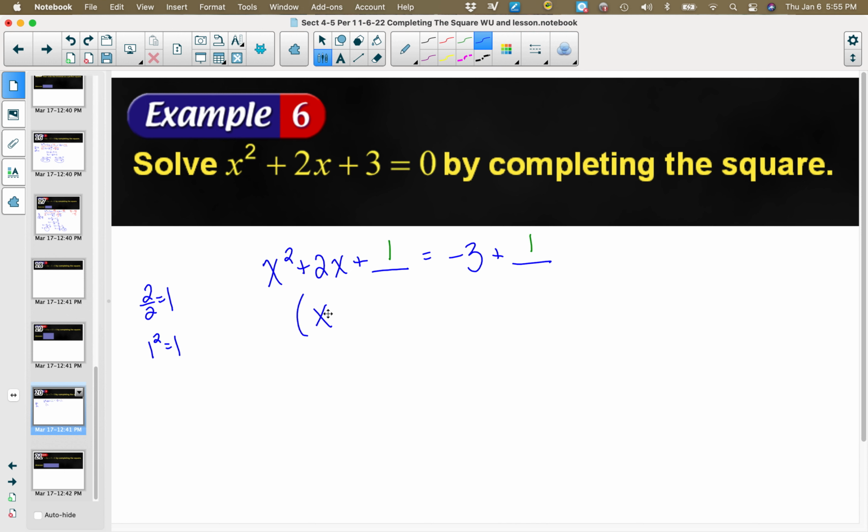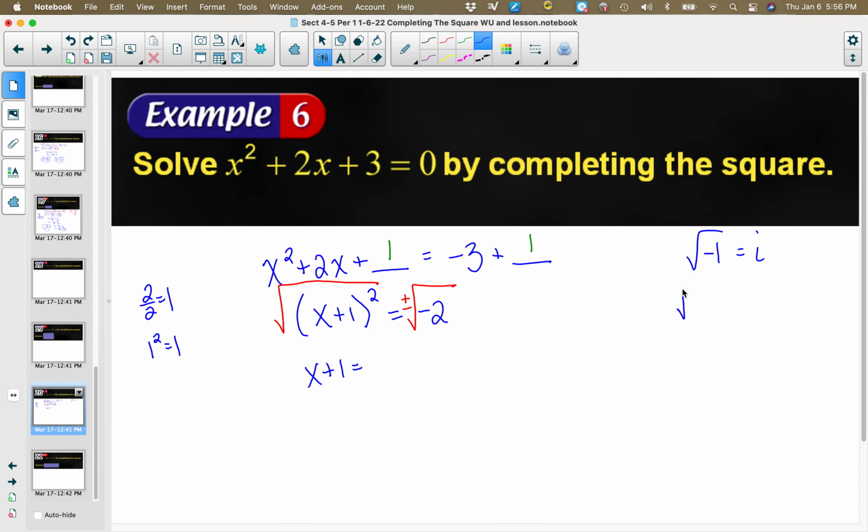So now I can write this as a perfect square trinomial in factored form. Negative 3 plus 1 is negative 2. All right, so far everything has been the same as what we did yesterday. The next step is to square root both sides. Don't forget plus or minus. So here I get x plus 1, and here we've got a problem because we are taking the square root of a negative. So remember that the square root of negative 1 is i.